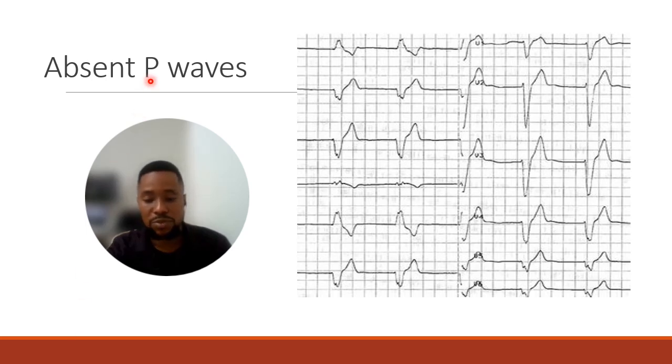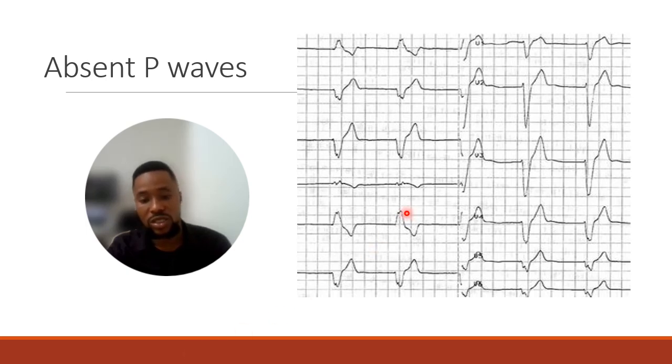Now this is an absent P wave. You can see that there is no P wave before the QRS complex. You could see a flat line before the QRS complex. So in this situation, you could see that there is a bundle branch block here, which is the reason why you're having a wide QRS complex like that.